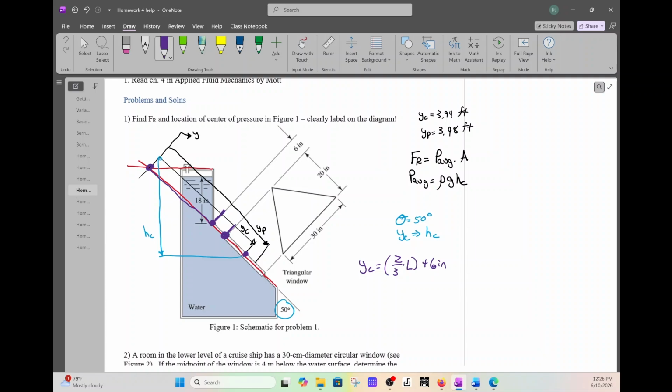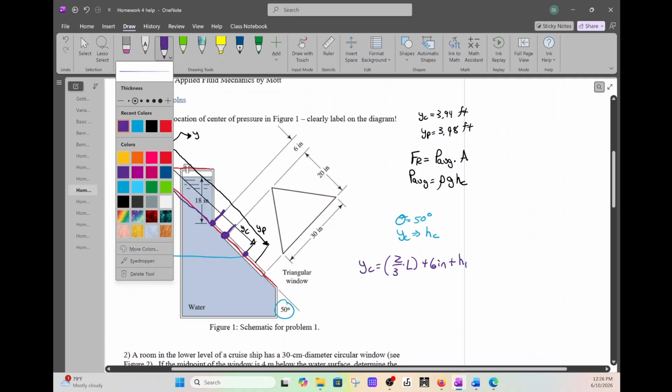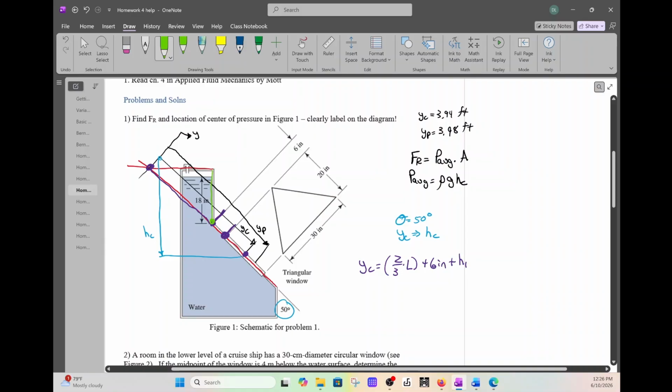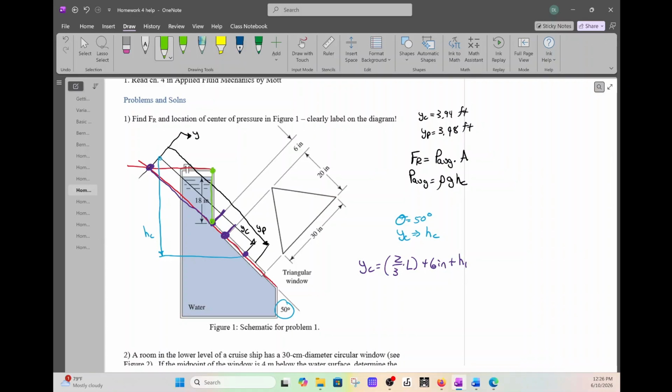I'm going to call this H1. We also know that from here up to here is 18 inches, and we know theta, which is 50. We can use trig then from the 18 inches and 50 degrees to figure out H1, which is this. And that should be about 3.9 feet.